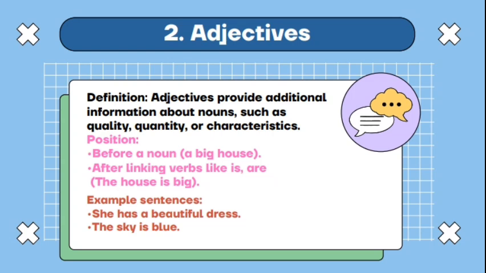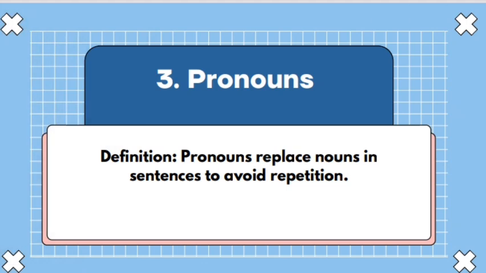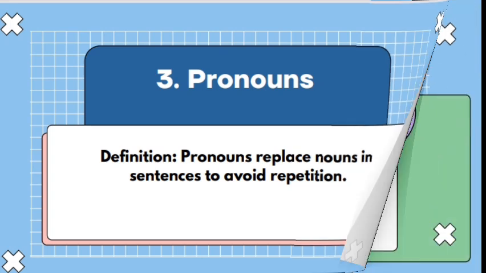After linking verbs like is, are: the house is big. And the example sentences: she has a beautiful dress. The sky is blue. Pronouns definition: pronouns replace nouns in sentences to avoid repetition.